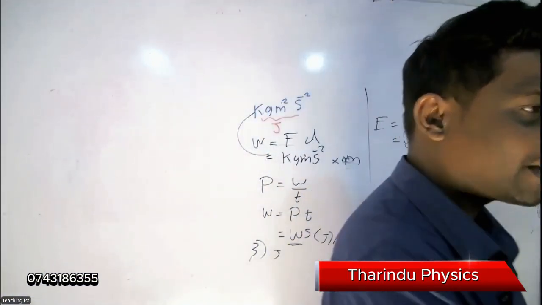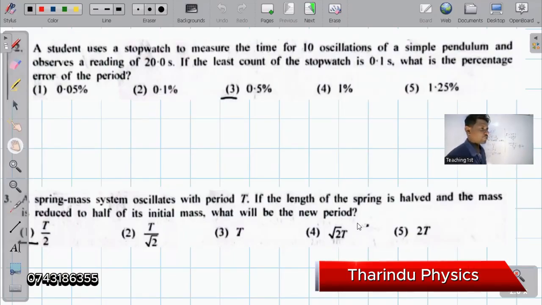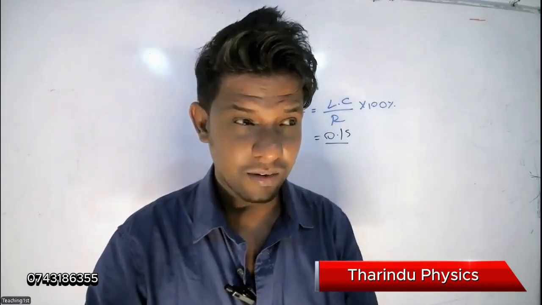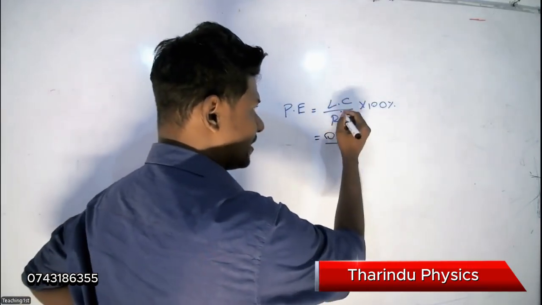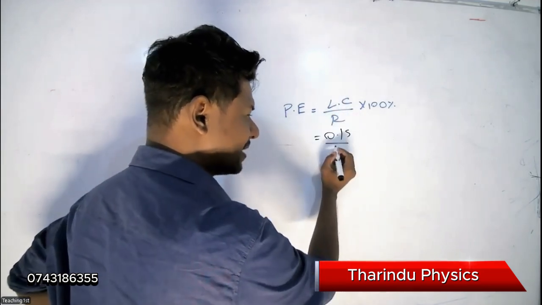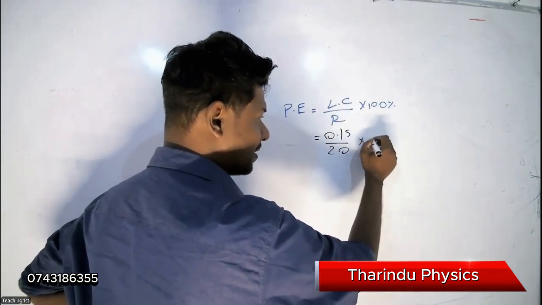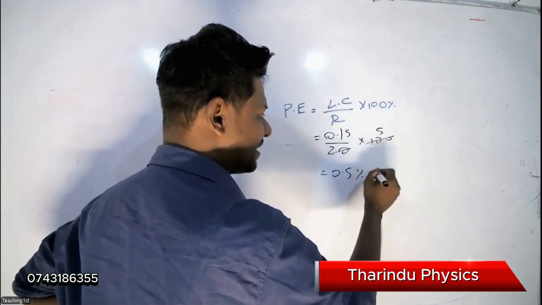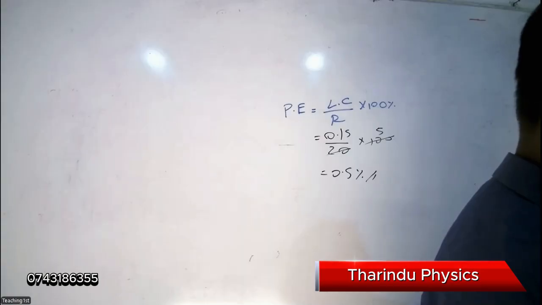Right? Let's see the next one. Students, the next one: a student uses a stopwatch to measure the time for 10 oscillations of a simple pendulum and observes a reading of 20 seconds. If the least count of the stopwatch is 0.1 second, what is the percentage error of the period? There are two methods. One is a very easy, smart method, the other is a longer method. Here the total reading is 20, so 0.1 divided by 20 multiplied by 100 is just 0.5%. That's the third one, 0.5.